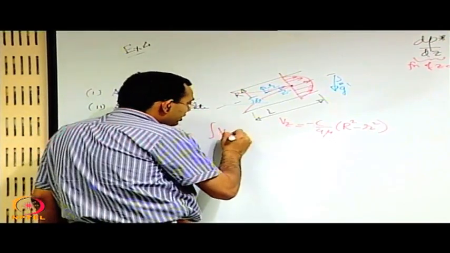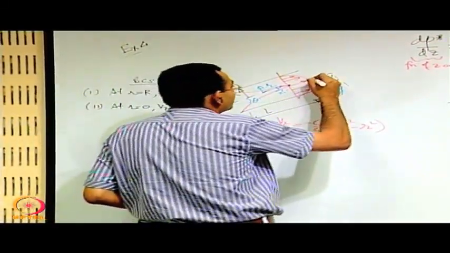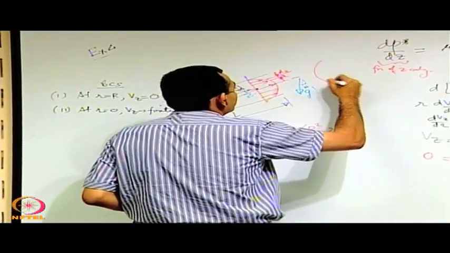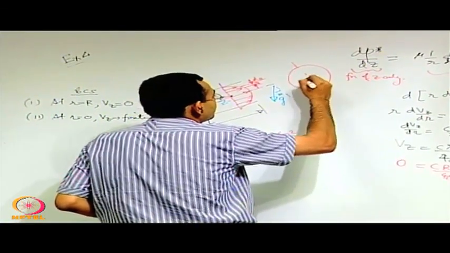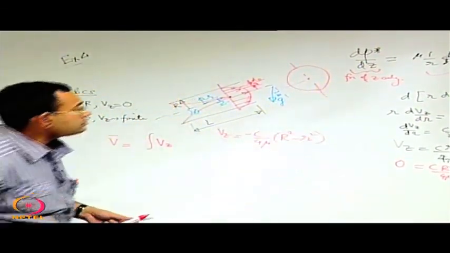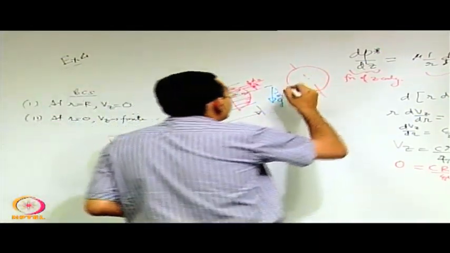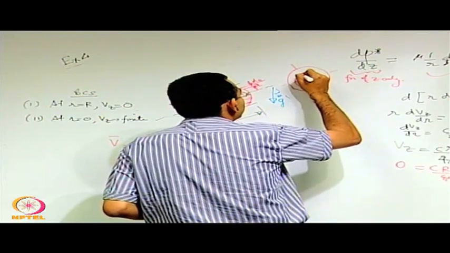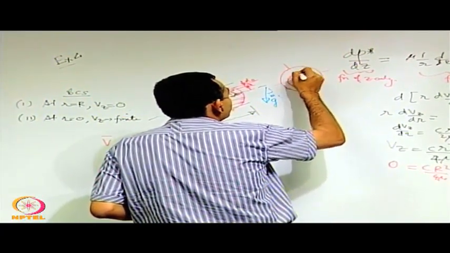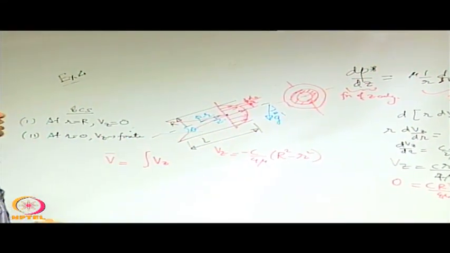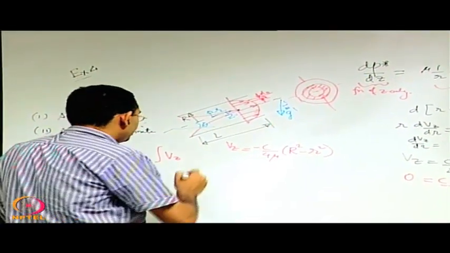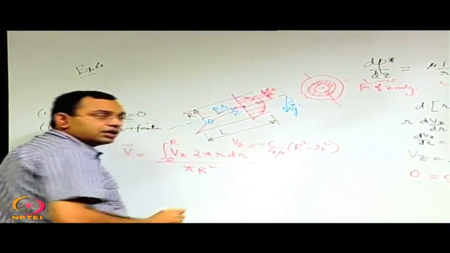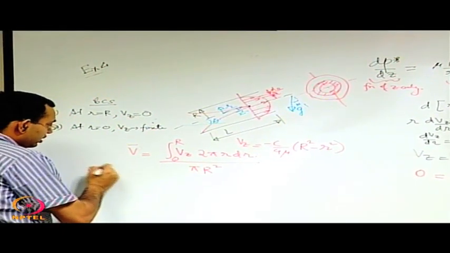So Vz, what is the elemental area that you can choose, say at a distance r you take a strip of width dr. If you just draw its other view, you have taken at a radius r some strip, so you are talking about such a strip of width dr, and this strip is 2 pi r dr. So Vz into 2 pi r dr from 0 to capital R divided by pi capital R square, which is the area. So let us do this integration quickly.